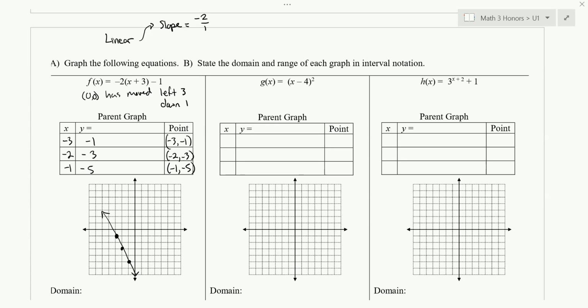So on the second one, what shape is this going to make? The U shape, because it's quadratic, it's got that squared right there, which indicates the shape. And then you think, okay, what's the parent graph point for the parabola? 0, 0. And then you think, well, how has it been translated? 0, 0 moved which way? Right, 4 units. So that's my first point.